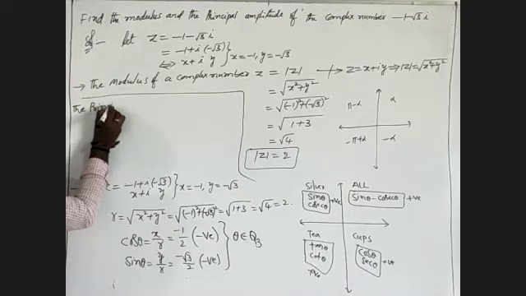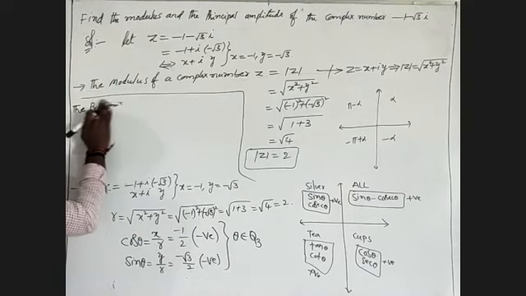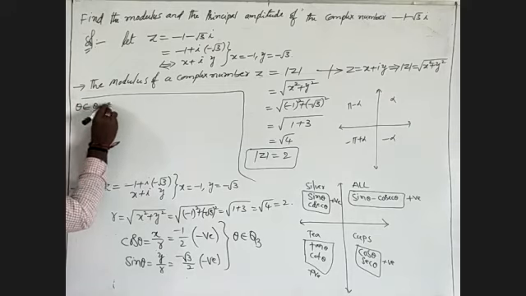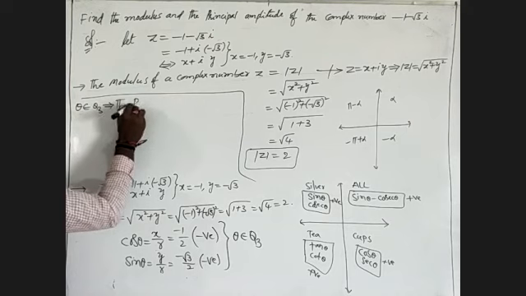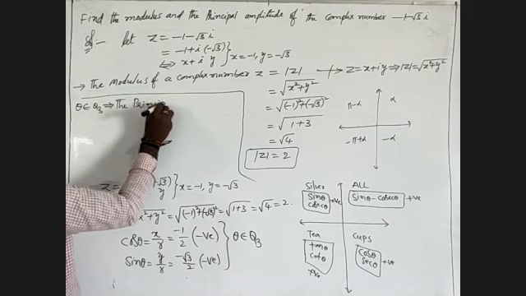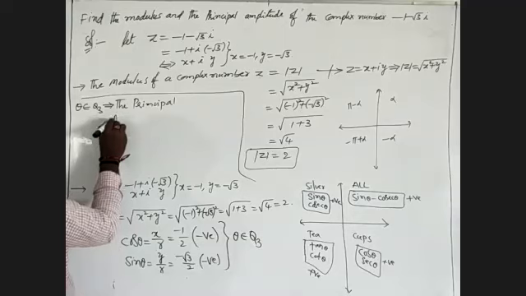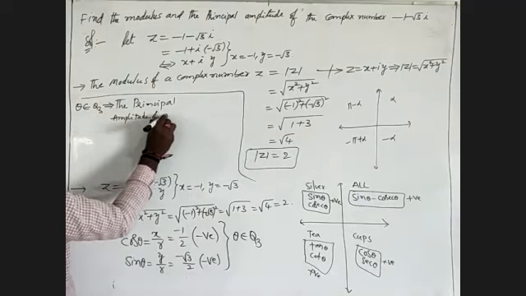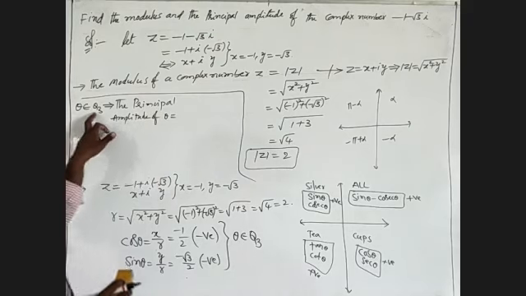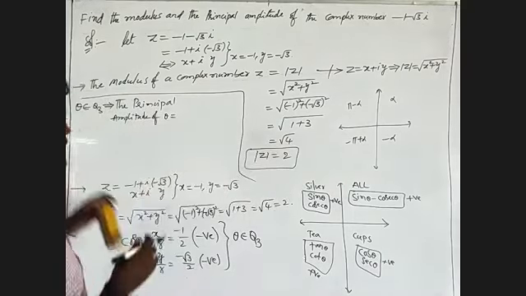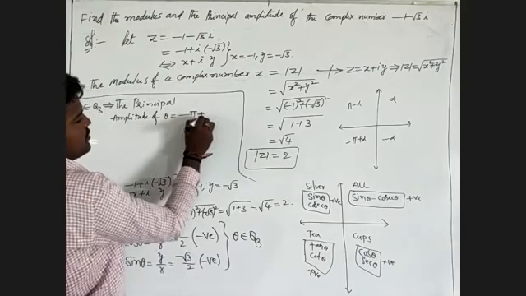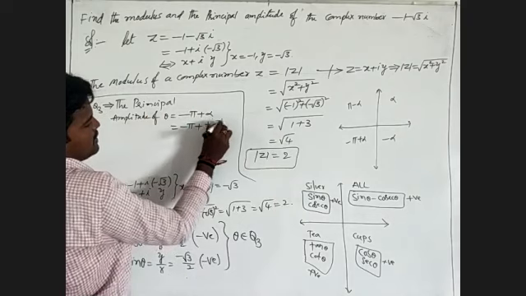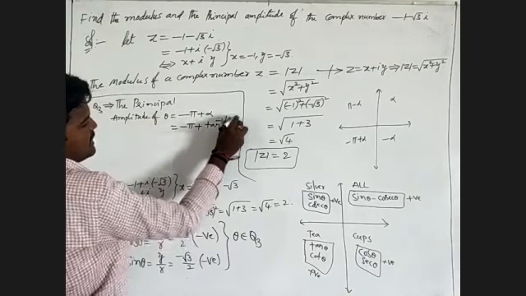Principal amplitude. So theta lies in the third quadrant, then that implies the principal amplitude of theta. Theta lies in the third quadrant means we will take minus pi plus alpha, that means minus pi plus alpha, where alpha is nothing but tan inverse mod y by x.